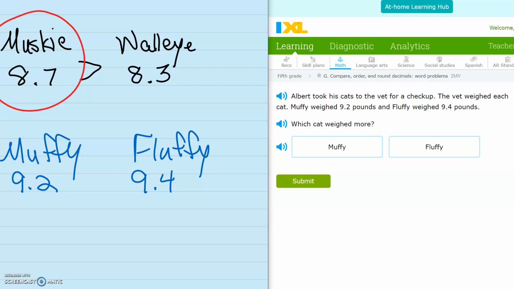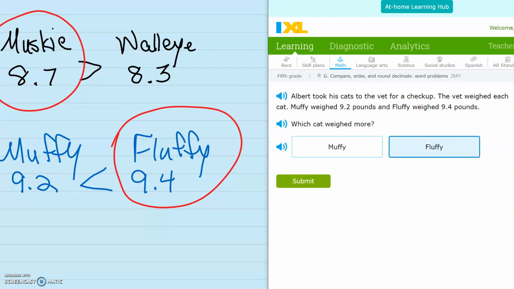So the first place value we have is in the ones, and they're both 9s. Muffy has a 9 in the ones place value, and Fluffy has a 9 in the ones place value. So we're going to move to the one to the right, which is the 10ths. In the 10ths, Muffy has a 2 and Fluffy has a 4. Which one is greater, 2 or 4? The 4 is greater. So when it asks which cat weighs more, Fluffy weighs more. So we're going to select Fluffy and submit.